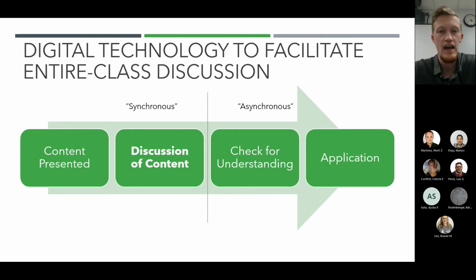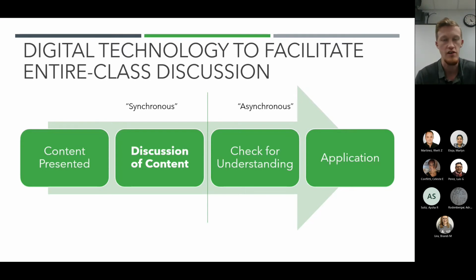But then what should follow is some, quote unquote, discussion of that content. And really what I mean is presenting content is almost pointless if we aren't giving students an opportunity to work at it and to do something with it and really to chew on the material and make sure they understand it, even if that's just the objective. And so we can use digital technology in really all of these ways.